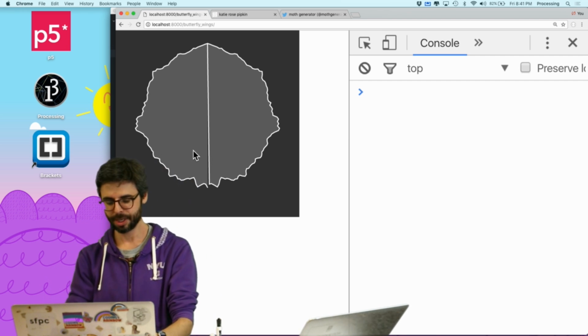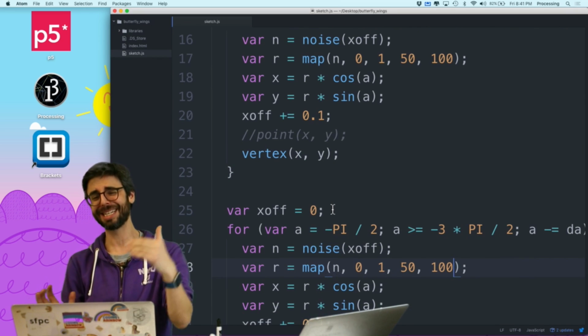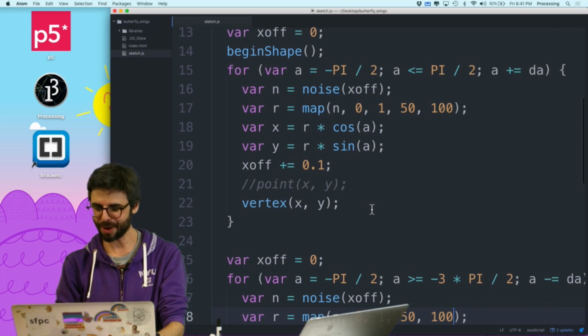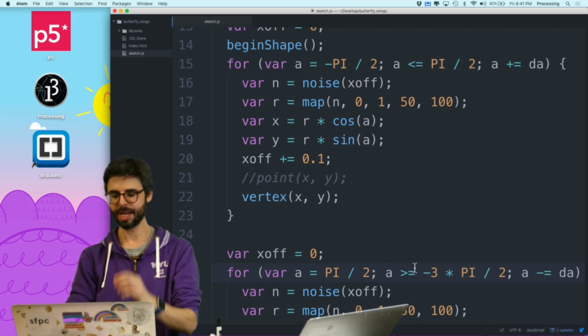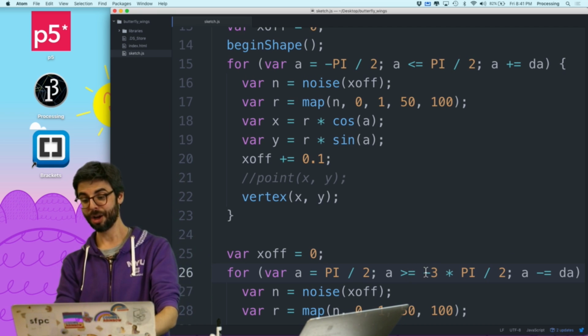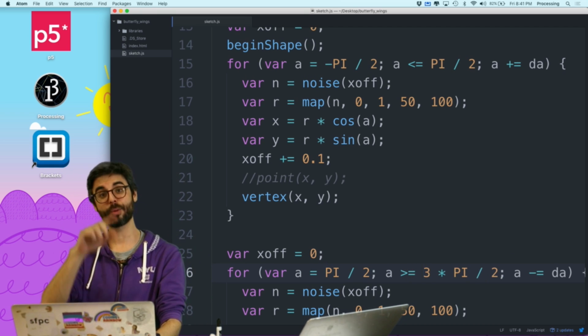So in that case, and I actually could condense this into just one loop, but what I'm going to do is start at pi divided by 2, and I'm going to go all the way to positive 3 pi divided by 2.